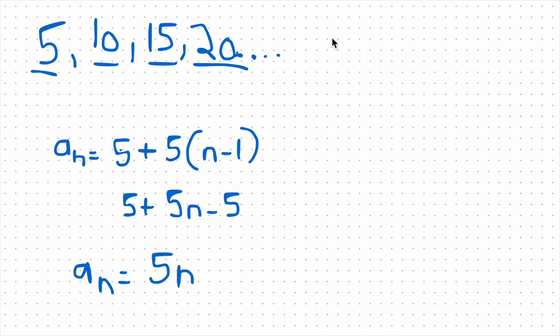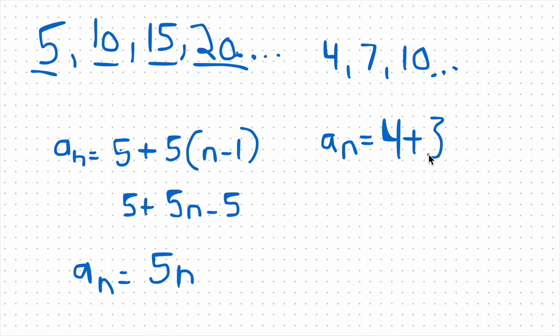All right, let's do another one that's not going to work out quite that way. So let's do 4, 7, 10, and so on and so forth. So again, the formula is a sub n equals always my first term, which is 4, plus or minus what it goes up by. So it goes up by a common sum of 3, and then n minus 1.